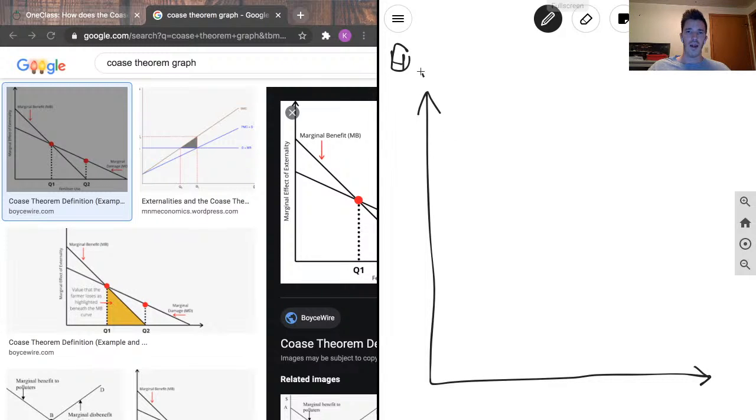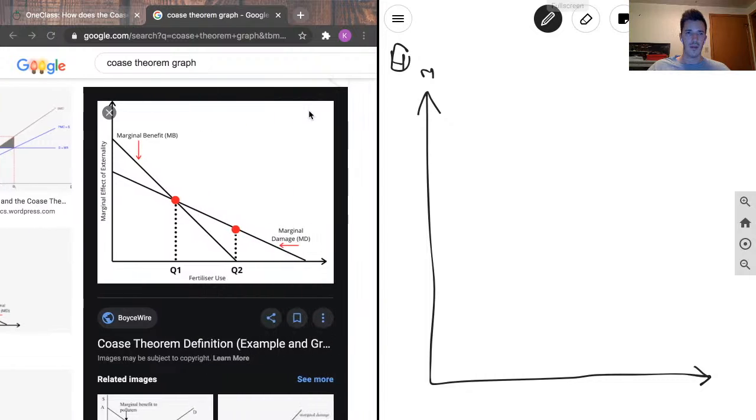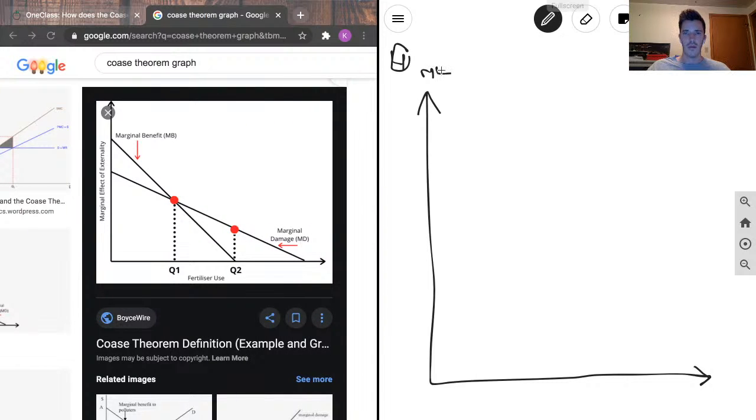So on the y-axis, we've got the marginal effect of the externality. So in their example, I believe the externality is going to be the effect, like the noise effect to the family. On the x-axis here, they have fertilizer use, but in our case, that'll be like windmill use.